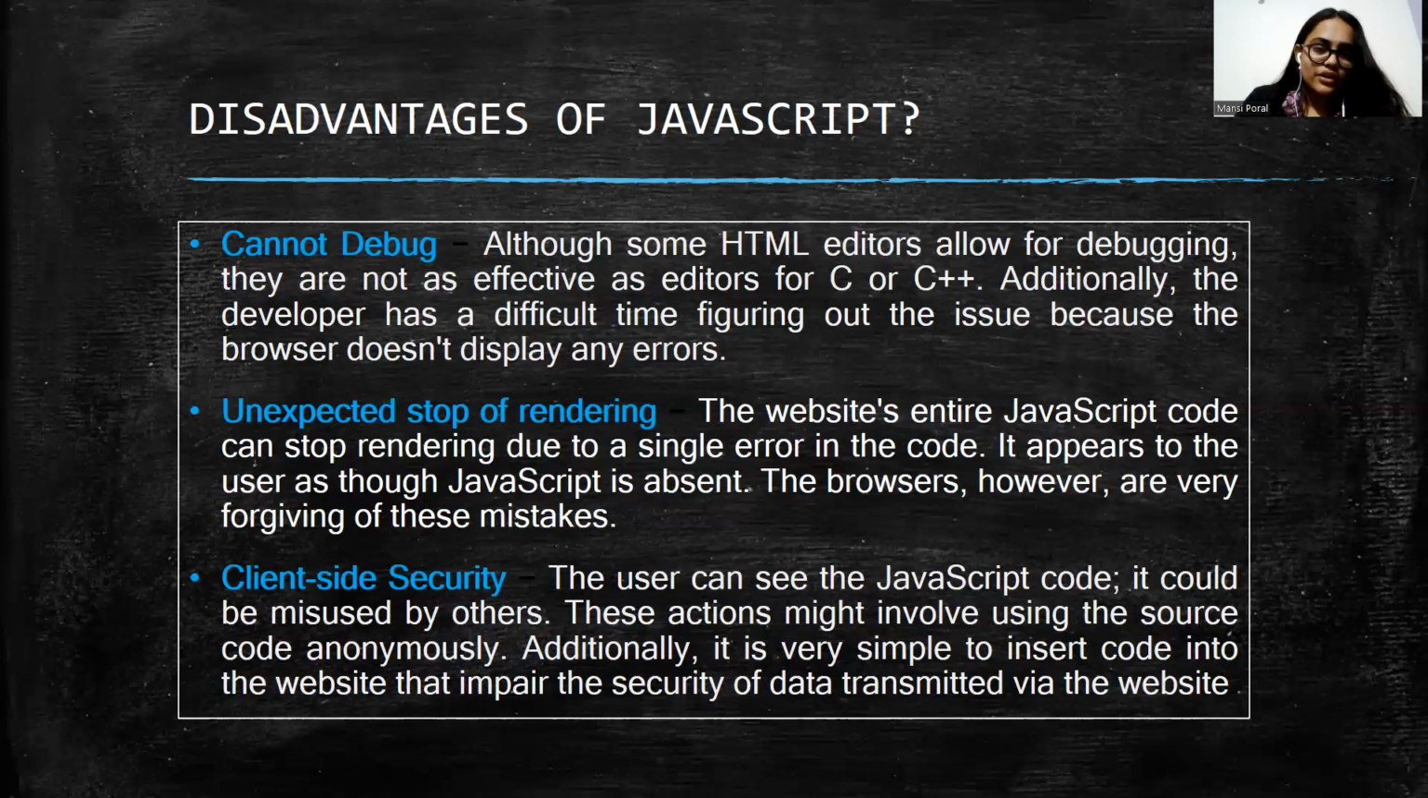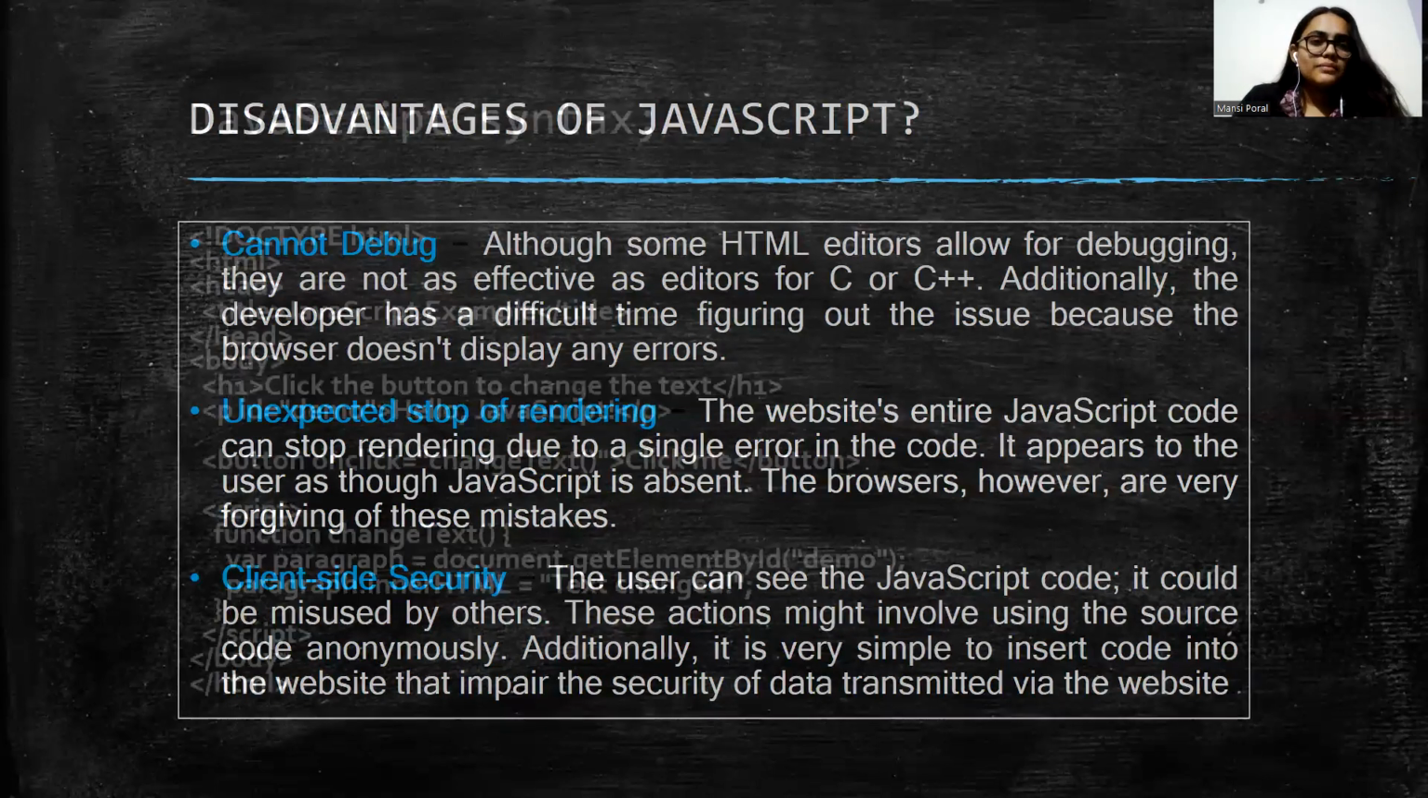So client-side security. The user can see the JavaScript code. It could be misused by others. These actions might involve using the source code anonymously, or additionally, it is very simple to insert code into the website that impairs the security of data transmitted via the website.